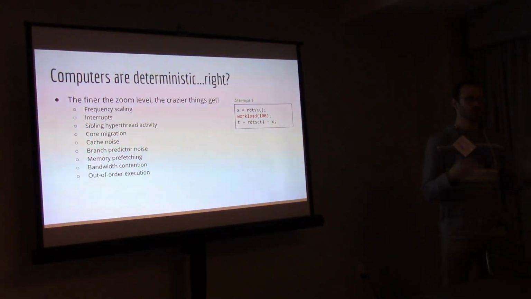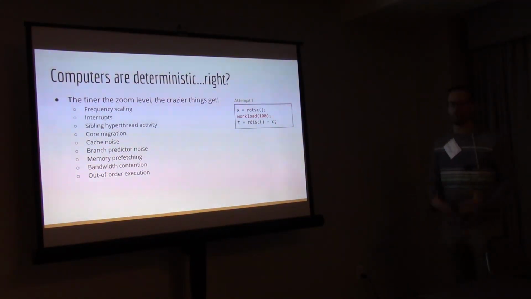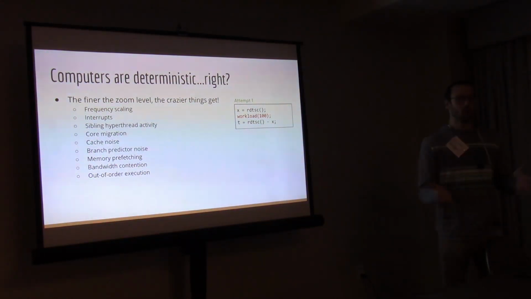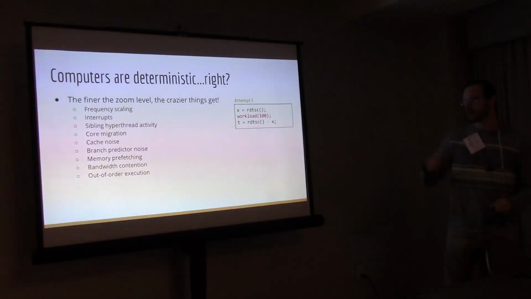So the CPU actually changes its clock speed dynamically whenever it decides to, because of the temperature or the workload or whatever. Interrupts happen, which means the operating system is servicing some devices. It may switch you to a different core. CPUs actually have multiple hyperthreads which are feeding instructions into the same core. So you can actually see their activity. So that's going to cause some noise. You get moved to another core.